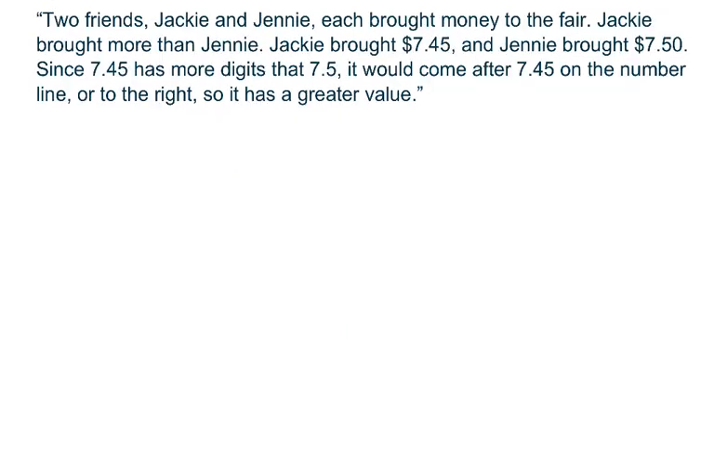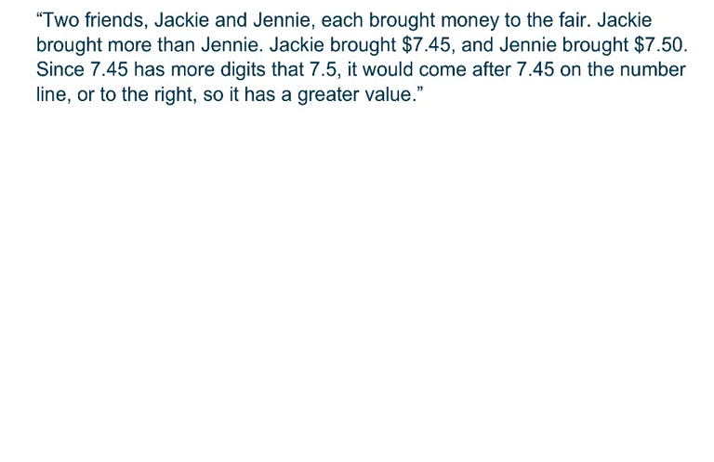Two friends, Jackie and Jenny, each brought money to the fair. Jackie brought more than Jenny. Jackie brought $7.45, and Jenny brought $7.50. Since 7.45 has more digits than 7.5, it would come after 7.5 on the number line, or to the right, so it has a greater value.